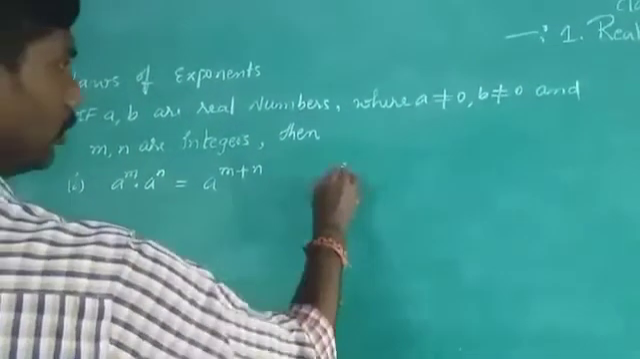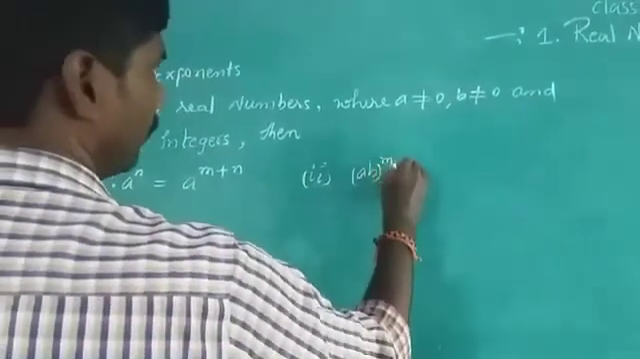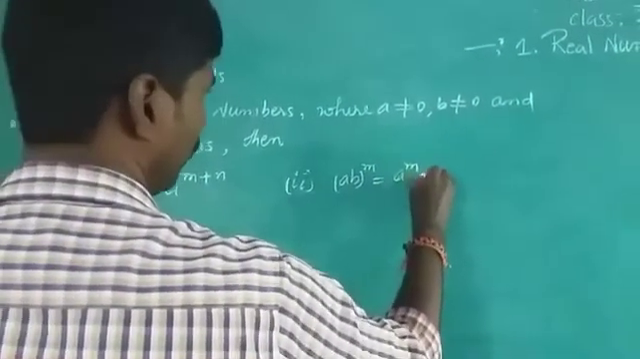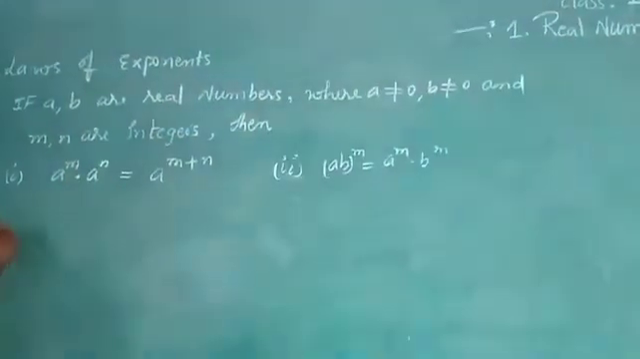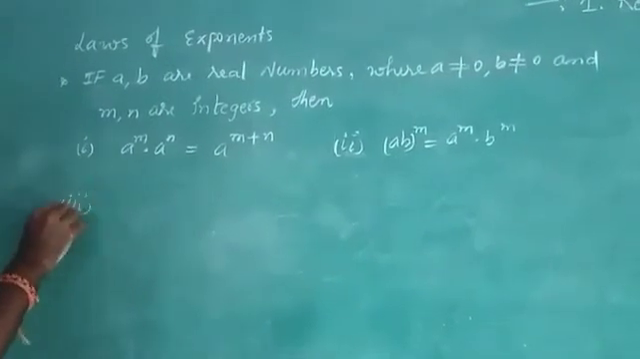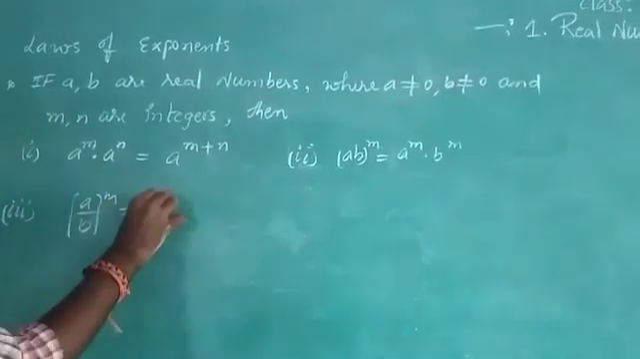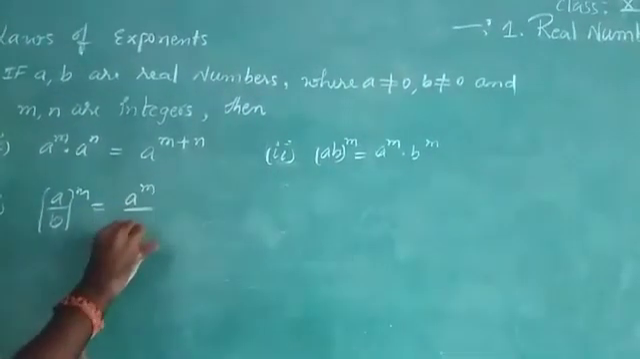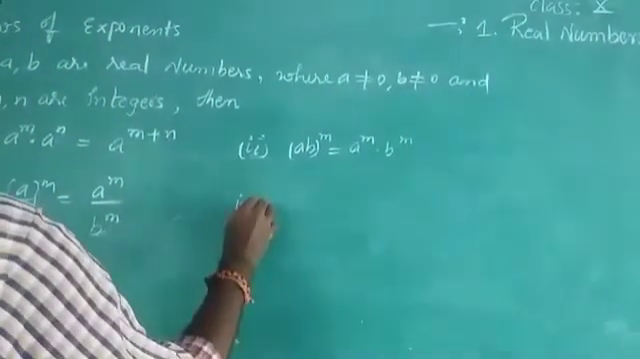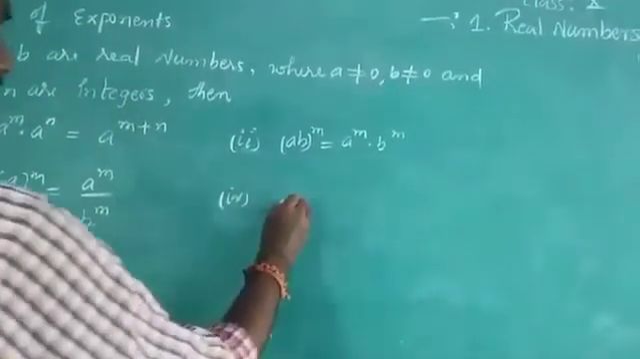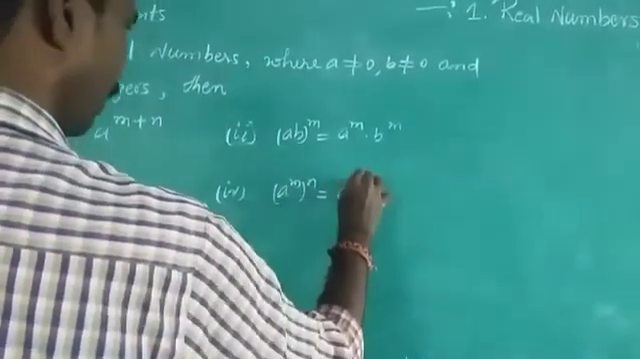Second one, it's very important. (ab) whole to the power of m, you can read it as a to the power of m into b to the power of m. Then the third one: (a by b) whole to the power of m is a to the power of m by b to the power of m. Then the fourth one: (a to the power of m) whole to the power of n means a to the power of m n.